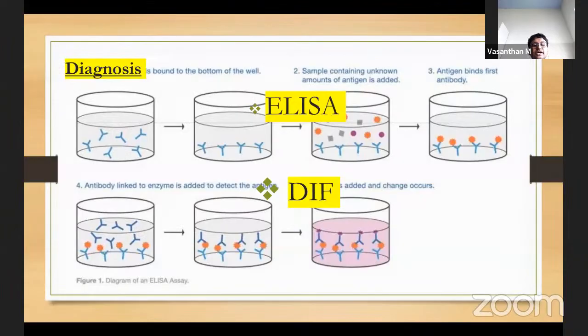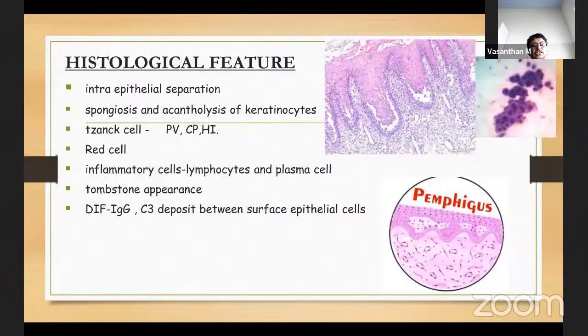The most important diagnostic tools are ELISA to detect an antigen, and immunofluorescence to detect an antibody. And this is the histological image. There will be an intraepithelial separation between the cells, and spongiosis. Spongiosis means skin inflammation due to accumulation of fluid, and acantholysis of keratinocytes.